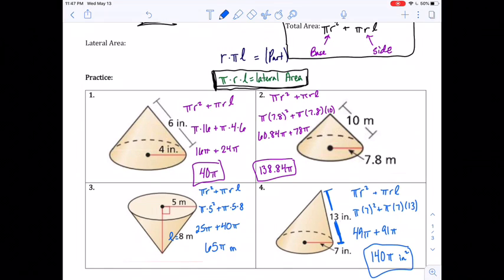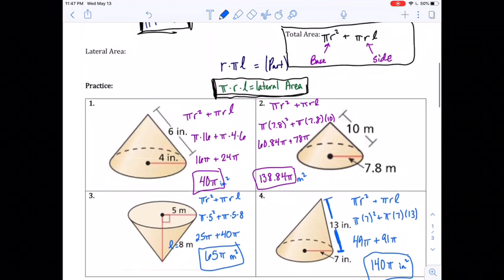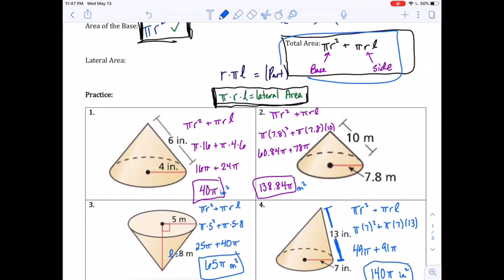So I'm going to go back here and make sure I've got my labels there. But here's your formula. This is really what you need. This is the most important part here. And that's how we're finding our total area, our surface area of a cone for today.